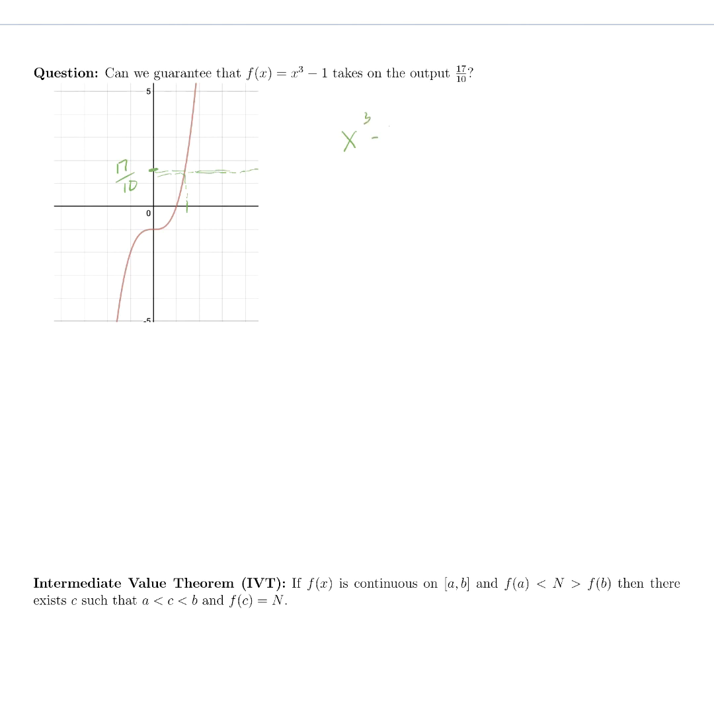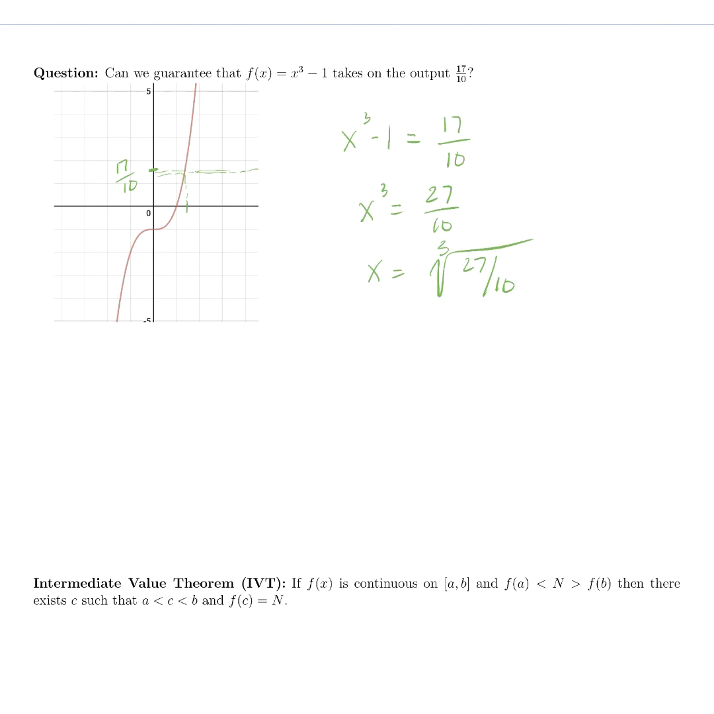How would we find that input? Well, we would take x cubed minus 1 and set it equal to 17/10. We would get x cubed equals 27/10, and so x is the cube root of 27 over 10. Okay, that's great. We can do that easily with a function like x cubed minus 1, but we may not have functions that are so nice to work with algebraically.